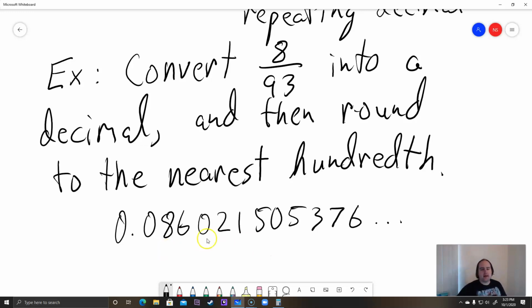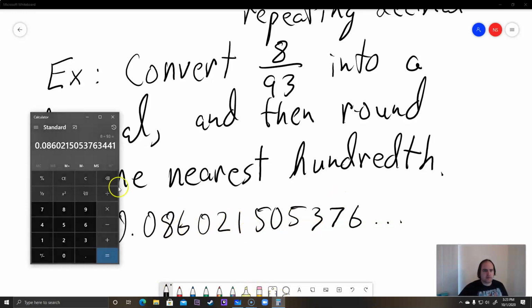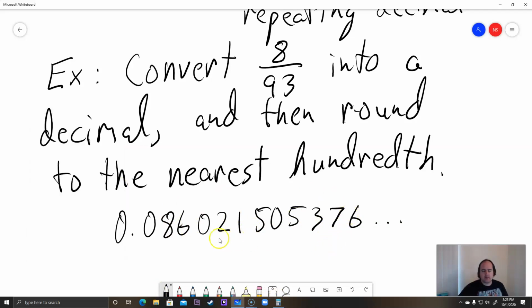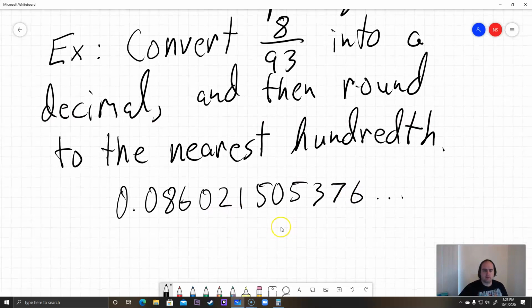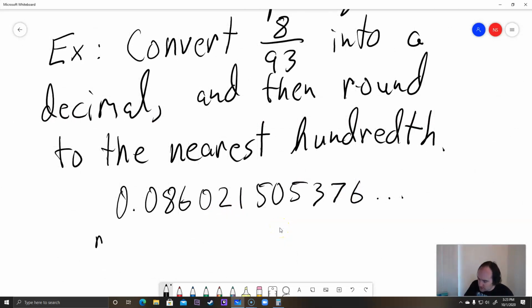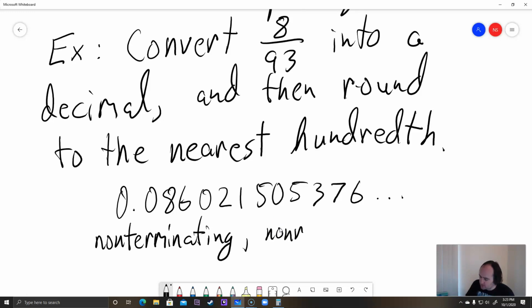But notice there's no pattern here. If it's repeating, it has a lot of digits and we can't see a pattern. So since we don't see anything that's repeating, this is actually a non-terminating and non-repeating decimal. It's non-terminating because it doesn't stop, but it's also a non-repeating decimal.